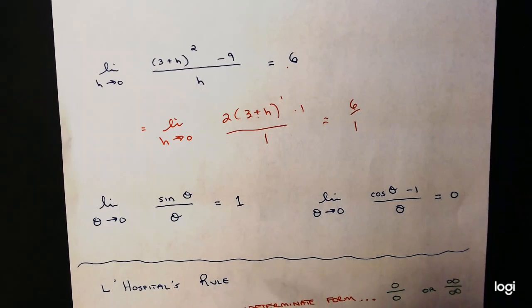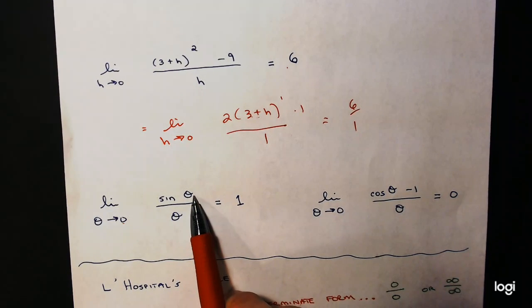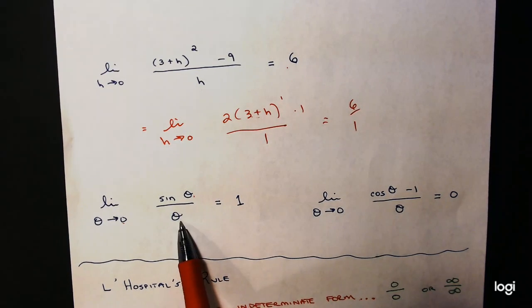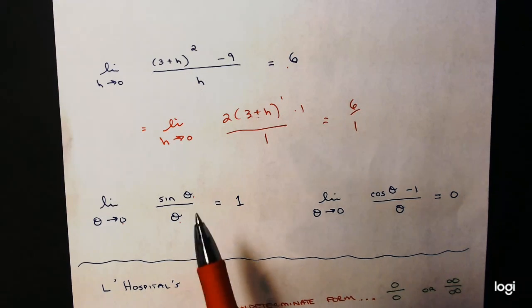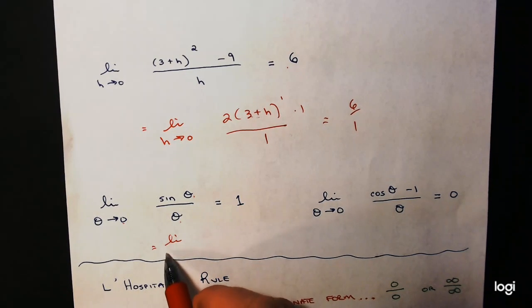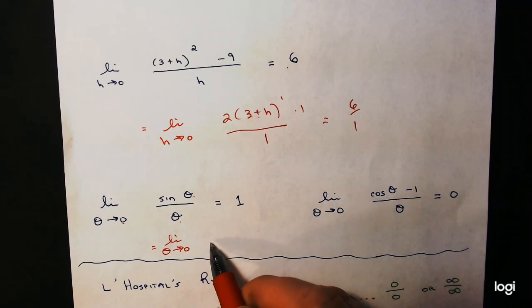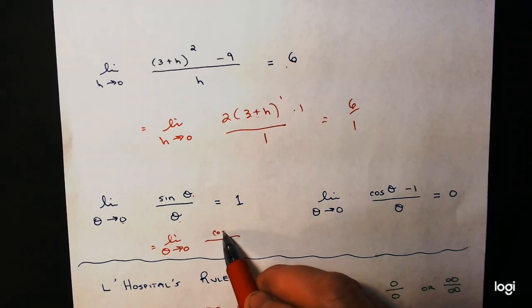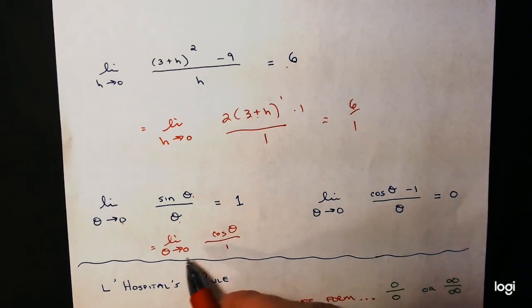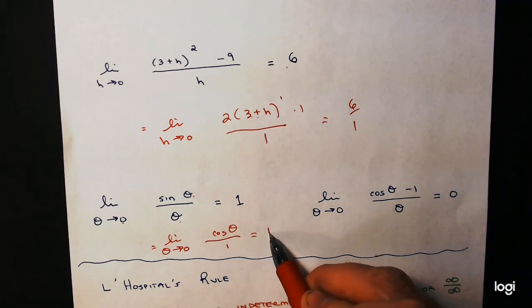Got it. This one, plug in a 0, sine of 0 is 0 over 0, indeterminate. Let's use L'Hopital's rule. Derivative of the top, derivative of the bottom. Cosine of 0 is 1, 1 over 1.